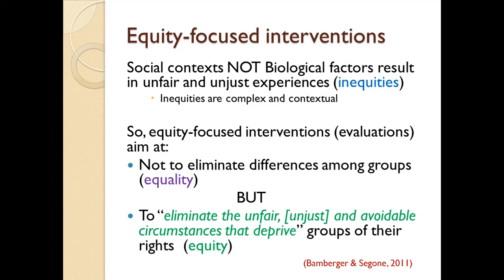Of course, the social contexts, not biological factors, result in unfair or unjust experiences, and therefore these can lead to inequalities and inequities. It's not whether one is born female or male, but how society categorizes particular groups to be women or men or boys and girls and other categories, including disabled and so on. So the inequalities and inequities are the results of how society perceives or expects certain groups to behave or act.